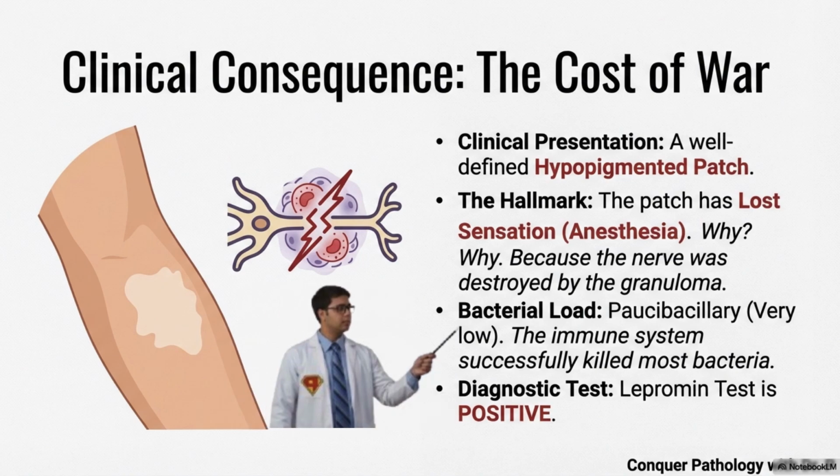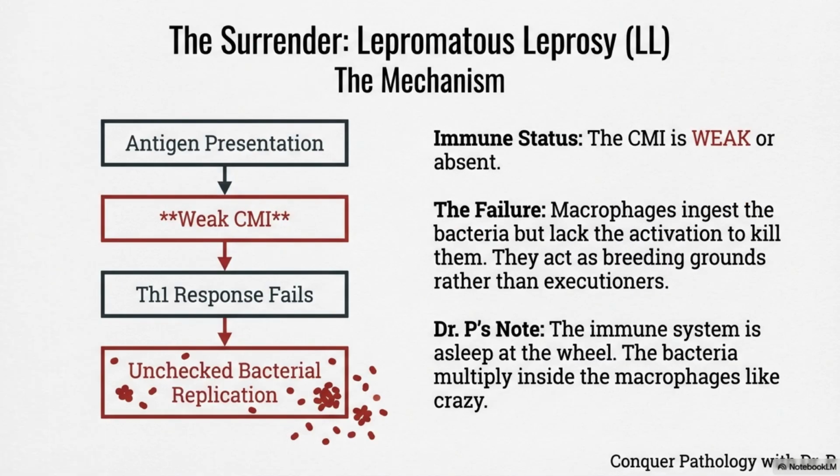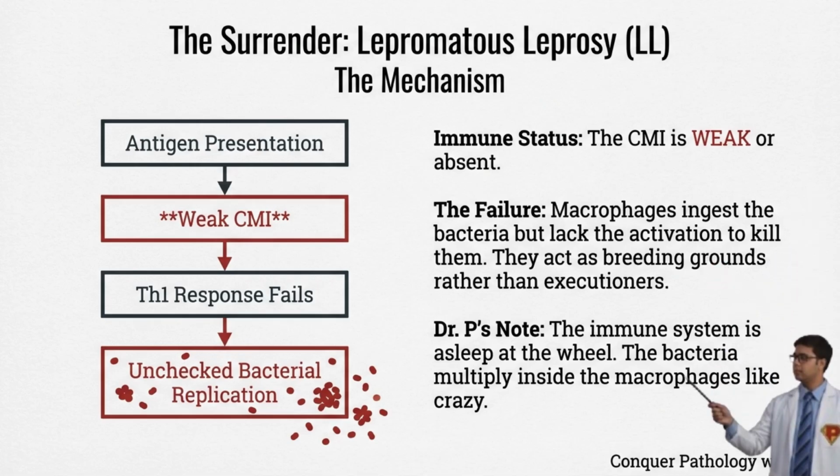Now let's swing to pole 2. Lepromatous leprosy, LL. I call this the surrender. The CMI is weak or absent. The Th1 response has failed. The macrophages try to eat the bacteria, but they cannot kill them. The bacteria multiply freely. What does this surrender look like under the microscope?